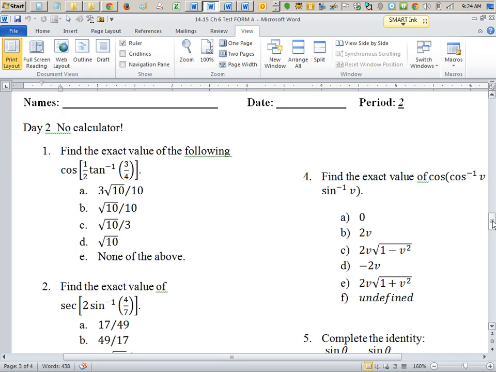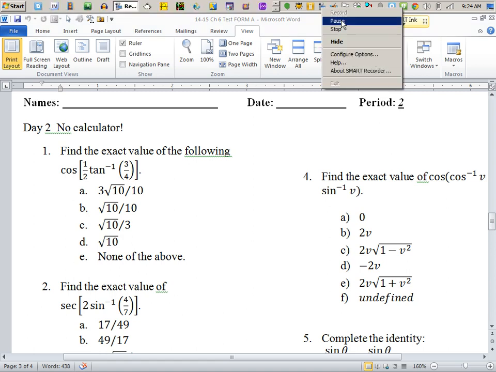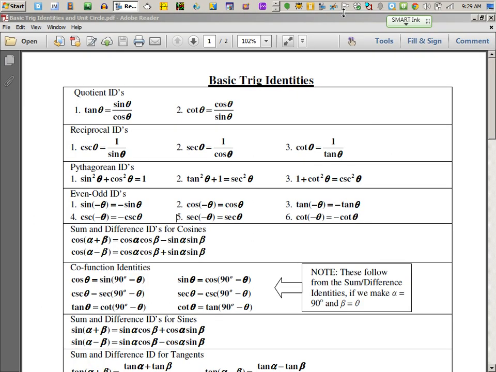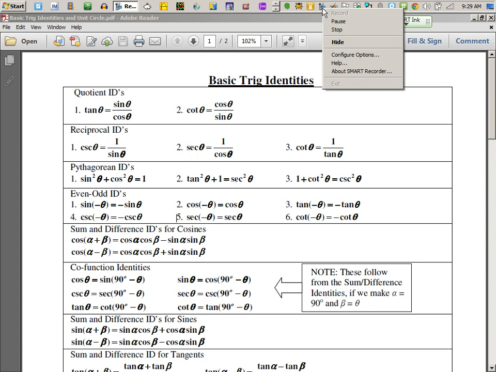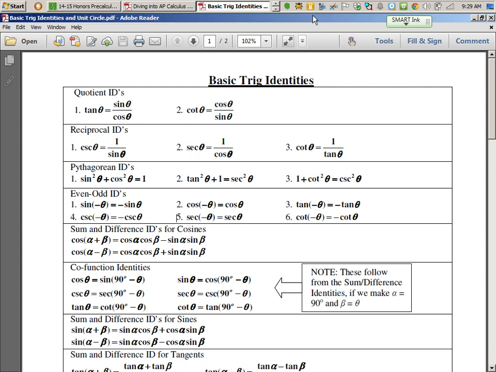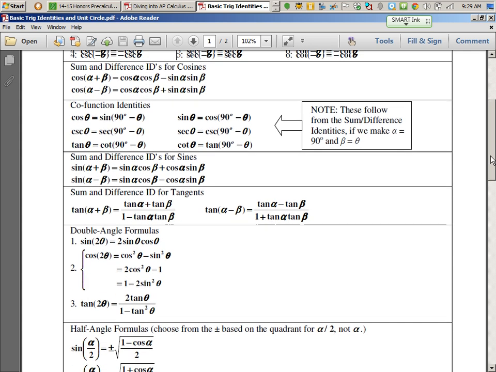Okay, now you can't just use your unit circle on every problem. So sometimes you use your identity sheet instead. Okay? So let me pause my recording and pull up my identity sheet real quick. Okay, so you can use these here to help you identify what kinds of problems you're dealing with.